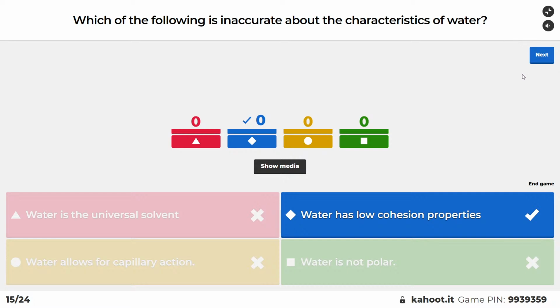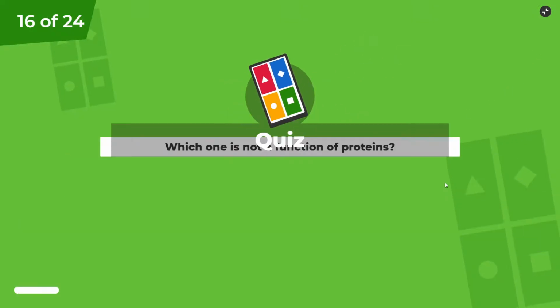Water has low cohesion properties, and we should get a move on because we're on question 16. Okay. Next question.